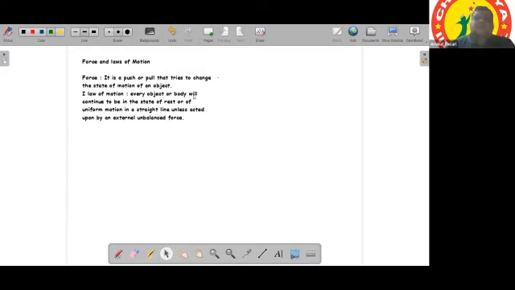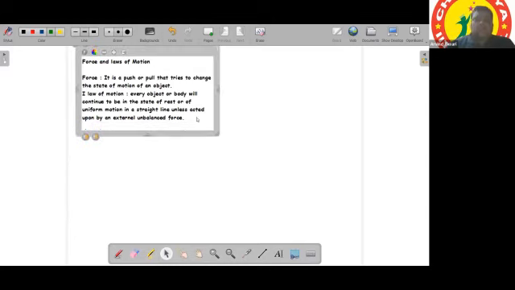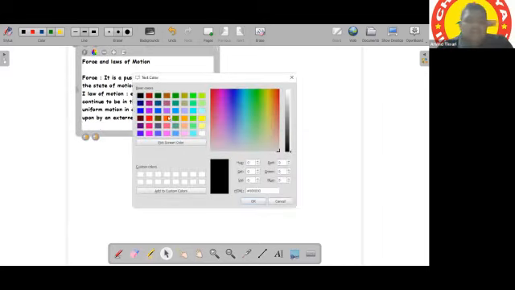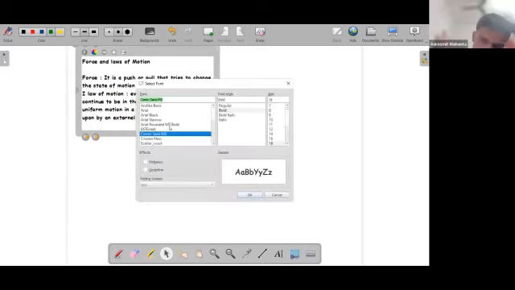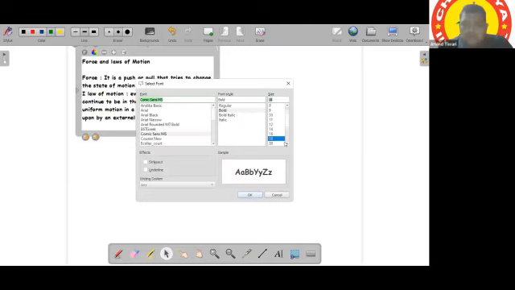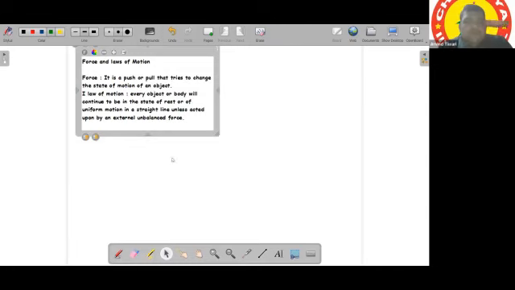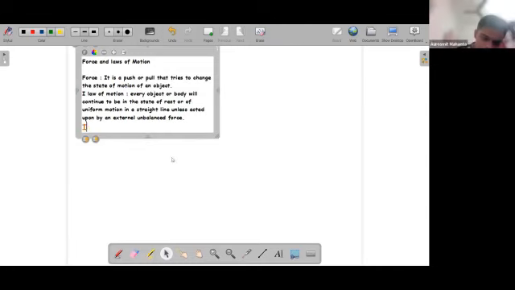Then you have another term, that is inertia. Now who will explain? Orosmith, can you tell what is inertia? The natural tendency to continue in the state of motion. Okay. So inertia is the tendency of an object to resist any change.